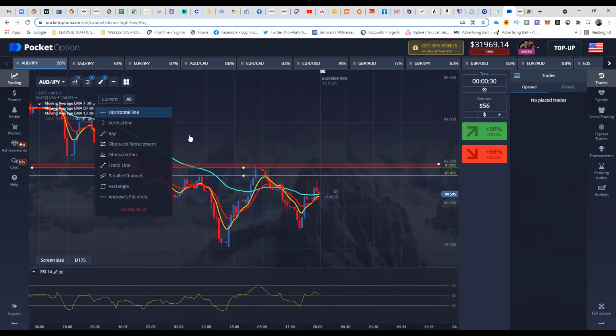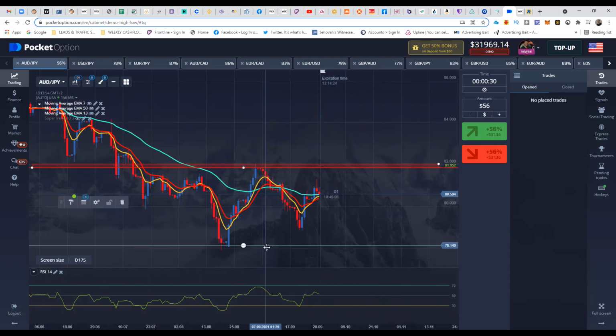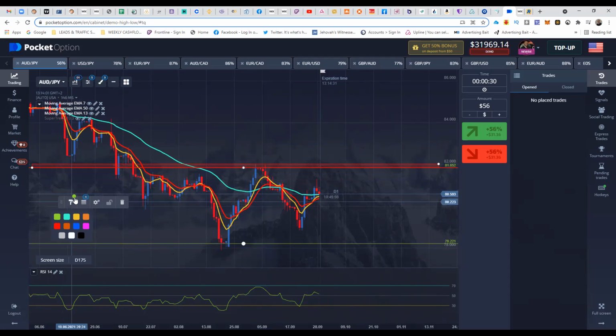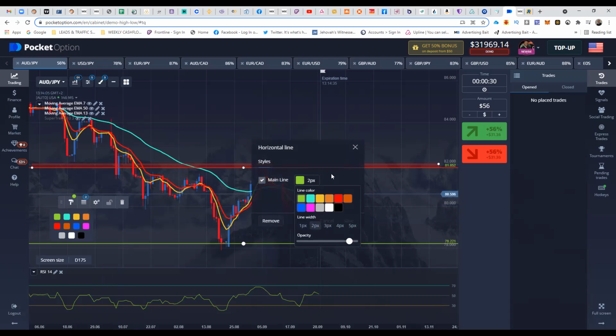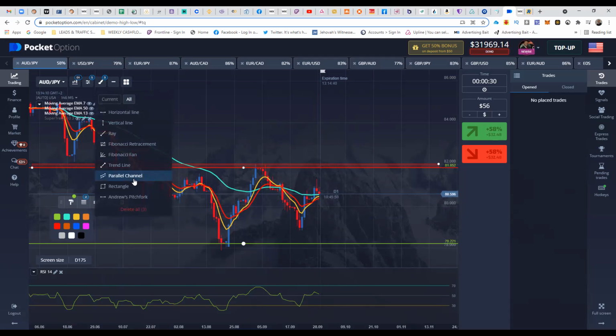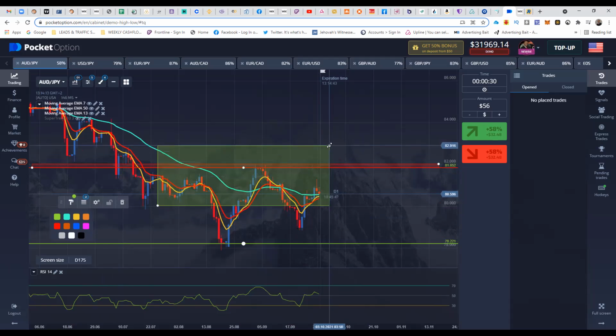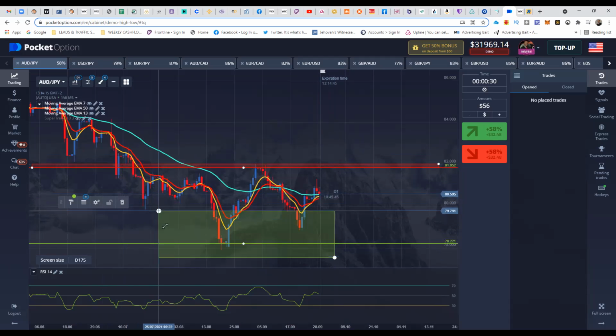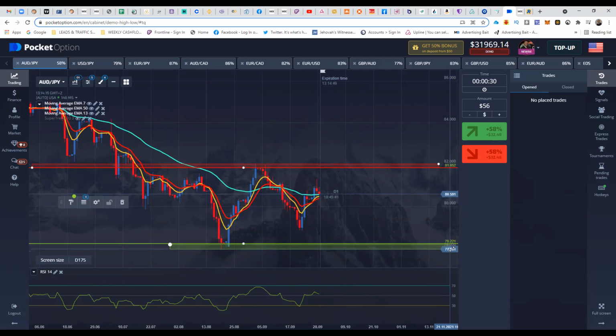Then we're going to take another horizontal line and put one on this nearest low here. We're going to put it against the body here. This is going to be our demand zone, okay? Then I'm going to take the rectangle tool and line it up to this.